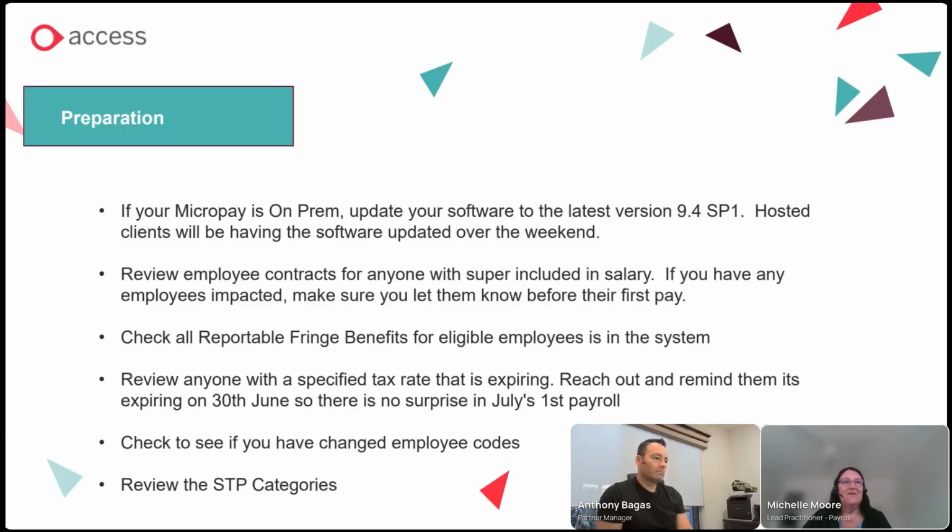I like to always go and check my specified tax rates for employees, and the ones that are expiring on the 30th and they haven't notified you that they've got a new one for next year, I just let them know that we've made that change so that there's no surprises and they're not coming back asking you, why is my pay different when we get into July?